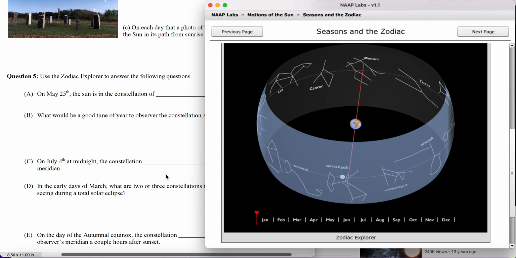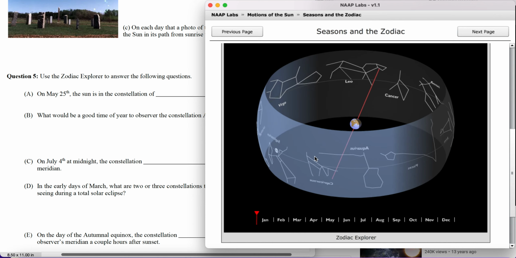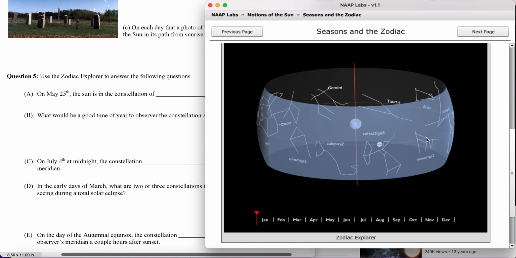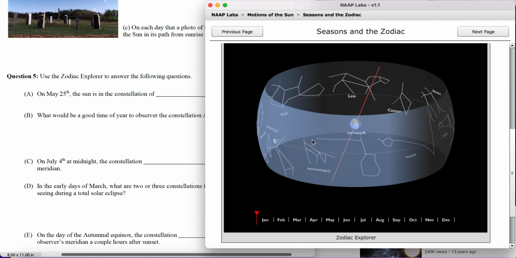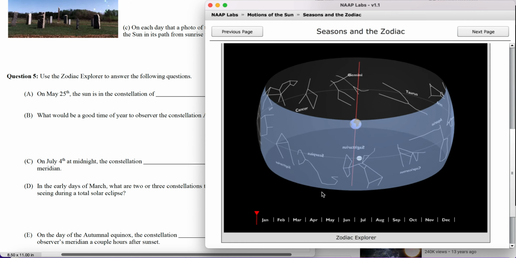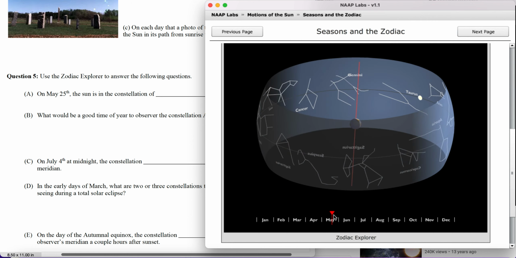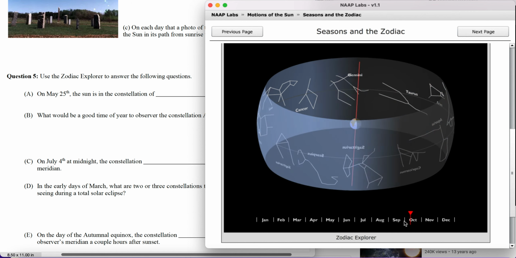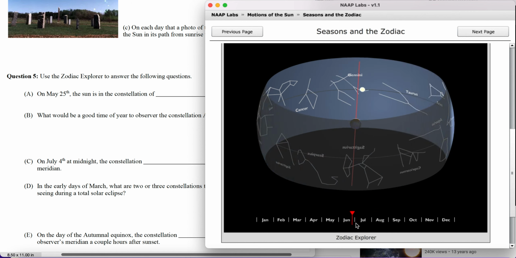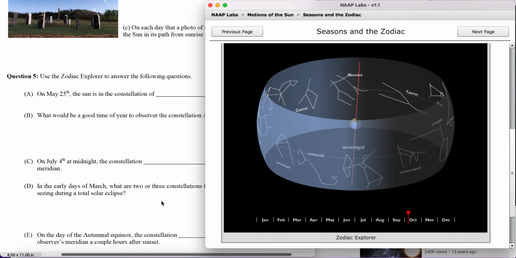Okay, so hopefully that will give you some context of how to answer the questions here. So in other words, this ring here represents the light and darkness within a single day, and then we can change where the sun is located to get an idea of what different days look like throughout the calendar year and what different constellations are visible and what times they are visible.